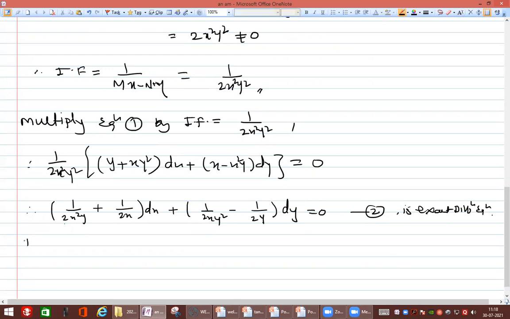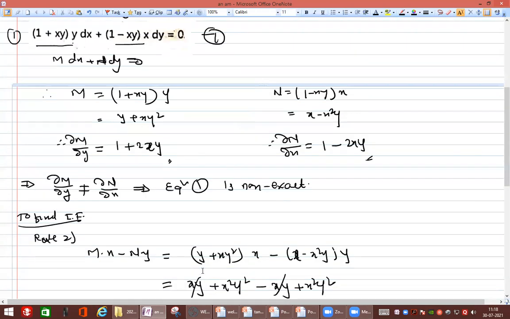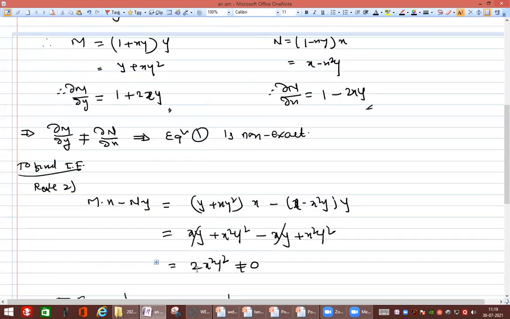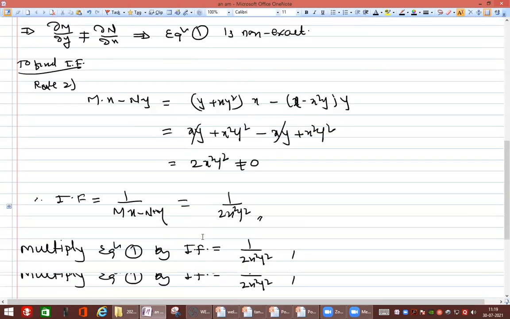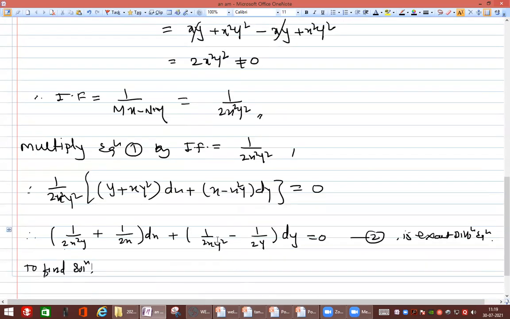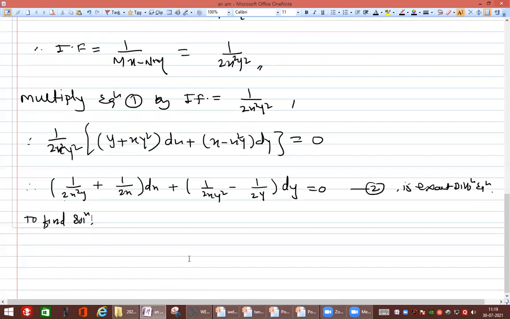Once it is exact, we find the solution. Look here again. The given differential equation is non-exact, so using rule 2. Why rule 2? Because it perfectly fits the rule 2 definition. Using rule 2, we found the integrating factor, and we multiplied equation 1 by the integrating factor. So the non-exact differential equation became exact. Now we find the solution. How to find the solution?